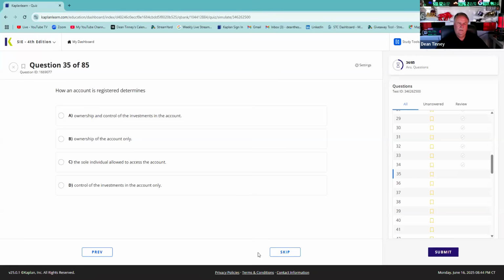How an account is registered determines ownership and control of the investments in the account, ownership of the account only, the sole individual allowed to access the account, or the control of investments in the account only. So whether it's joint tenants with rights of survivorship or tenants in common or transfer on death or Uniform Transfer to Minors Act. I'm thinking it's the ownership and the control, right?